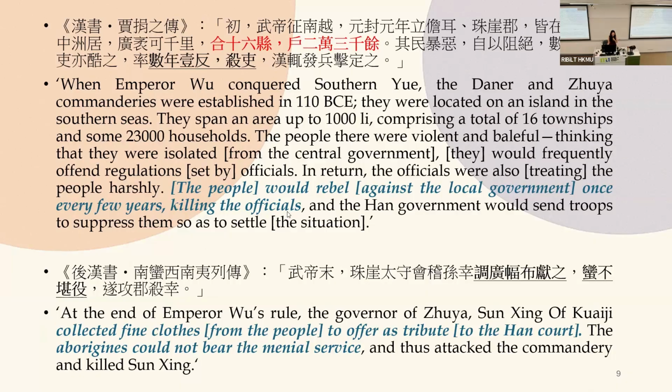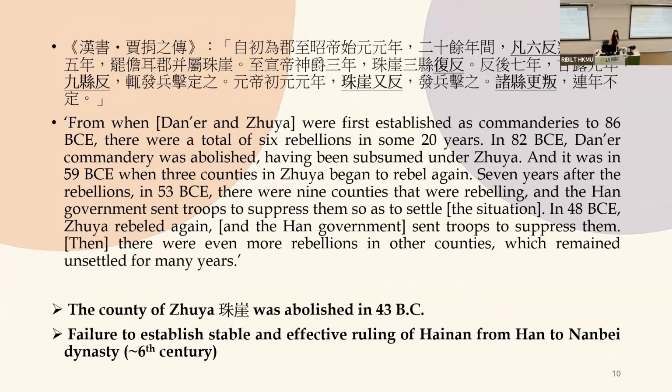Uprisings and rebellions against the Han government were frequent and violent, to the point that provincial towns would be attacked and local officials killed. You see here, the governor of Zhuya, whose name is Sun Xing, was killed by the rebellious indigenous people. And in 43 BCE, the commandery of Zhuya was even abolished under the persuasion of a minister named Jia Juanzhi, in view of the futile attempts to establish stable and effective rule over the decades.